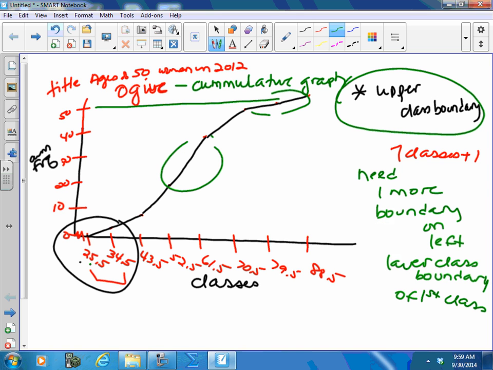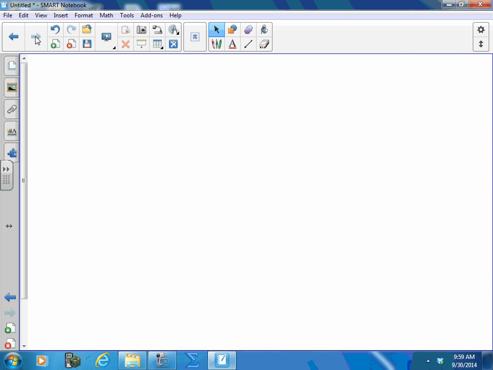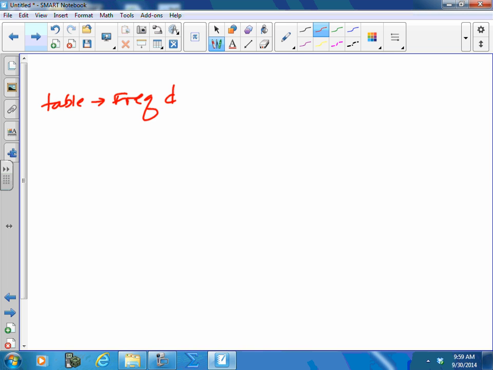Okay? Questions on your ogive? So we did your 4 graphs. We did 4 graphs. Let's just go through them again. Your table. This is called your frequency distribution table. Go back to your table. That's the first one we did? That's the table. That's the thing that goes like this with the classes.